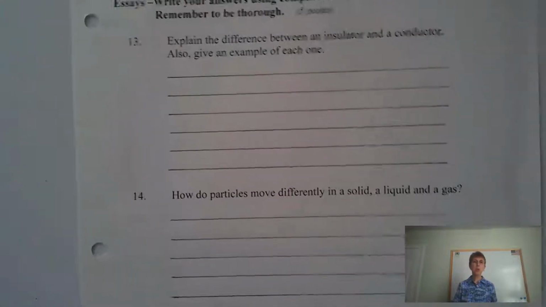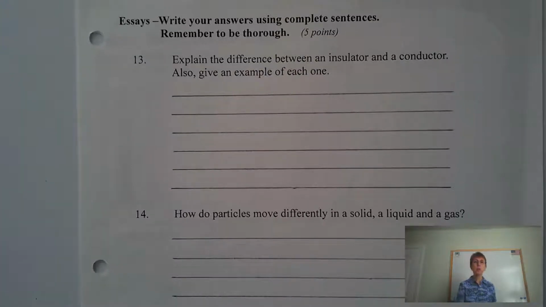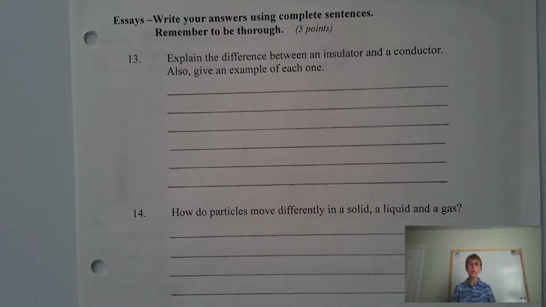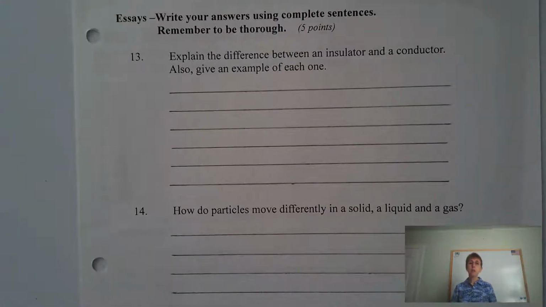Then we go to the page with essay questions. Write your answers using complete sentences and remember to be thorough. Number 13, explain the difference between an insulator and a conductor. Also give an example of each one. So this means you have 2 things that you have to do. The first part, explain what an insulator is and what a conductor is, because you're looking to tell the difference between the 2. You want to be clear in stating what an insulator is or what it does and what a conductor is. Then you also have to give an example of each. That means name something that is considered an insulator and name something that is considered a conductor.